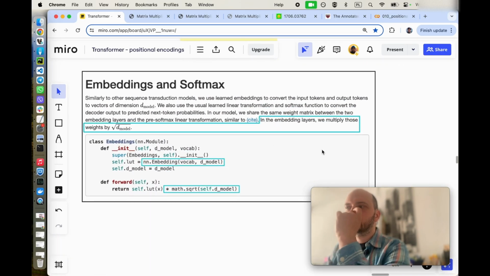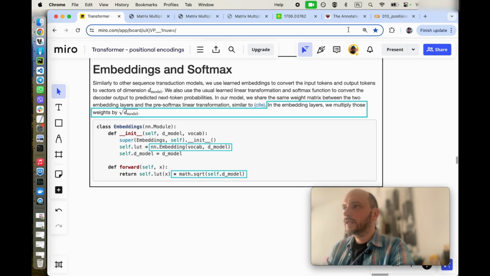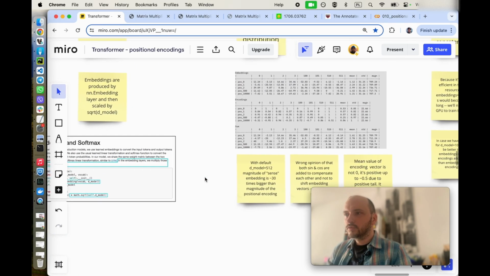In the embedding layers, we multiply those weights, which means the weights of the embedding layer which produces the semantical vector, by the square root of d_model. And in the Annotated Transformer over here, we see the code for that, and actually it's done like that. They have this layer, and when they apply this layer to the input, they multiply the result by the square root, right? So it works as I said, which basically means that the magnitude of the vectors will be different.